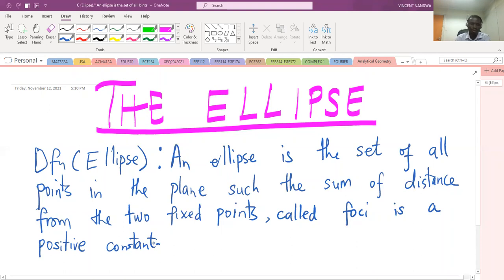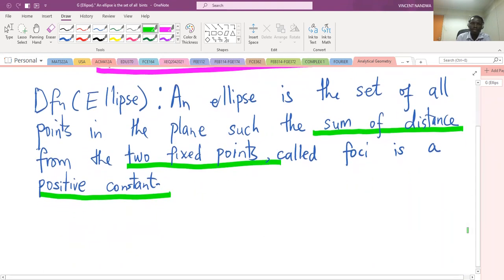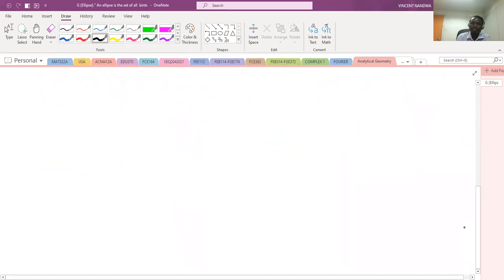It's from this definition that we are going to derive the equation. So the key terms in this definition is: sum of distances from two fixed points called foci is a constant. So before we derive, let's draw a sketch of an ellipse. So sketch. So we have this.